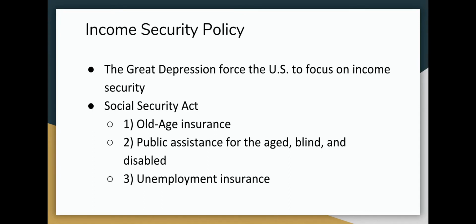Income security policy. This resulted because of the Great Depression. We had the Social Security Act, which provided old age insurance, public assistance for the aged, blind, and the disabled, and unemployment insurance. So when you pay Social Security out of your paycheck, this is what you pay into: the Social Security fund that is divided amongst people who qualify.